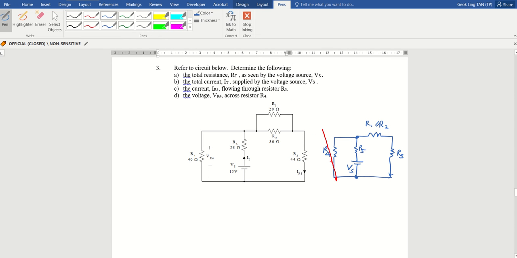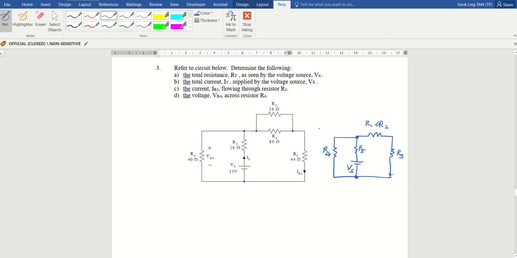R4 is in parallel with this on the right side. So you can simplify, right? R1 in parallel with R2 plus R3, in parallel with R4. And the whole thing is in series with R5.